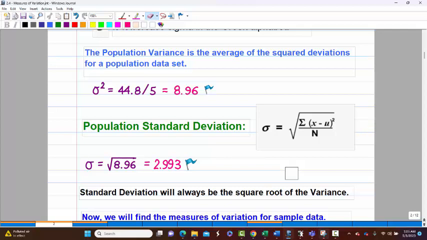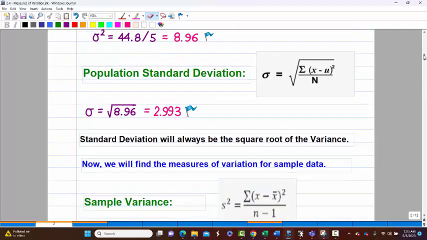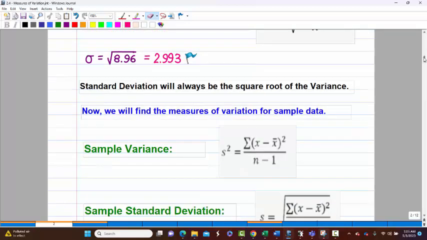Squaring them gets them all to be positive, but then the square root gets them back down to a more reasonable measure. That's the only reason. But obviously they are related by the square root sign.